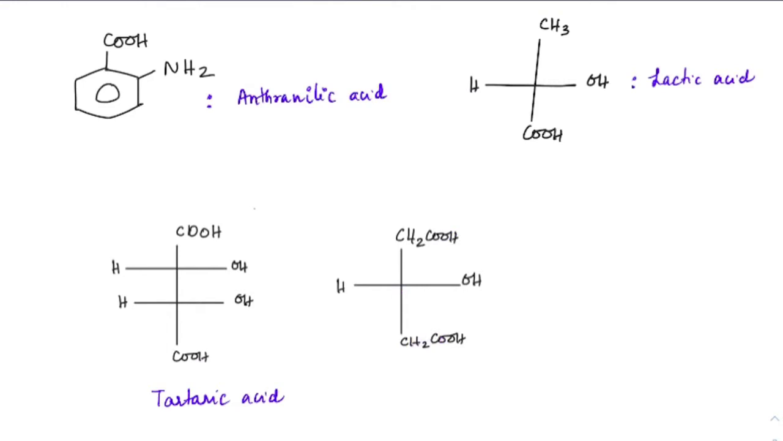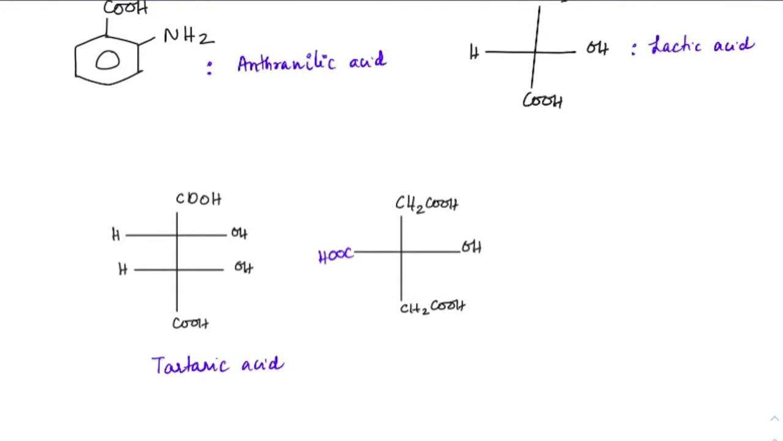And today we have learned that in case you have CH2COOH, CH2COOH like this, with, sorry, here change this. This is also COOH. Yeah. If you have this, what do we call it? Call it citric acid.